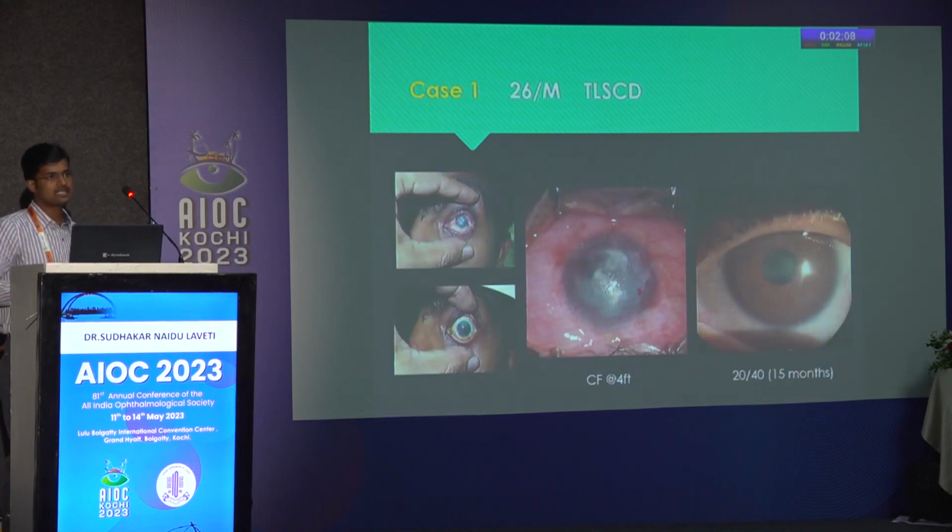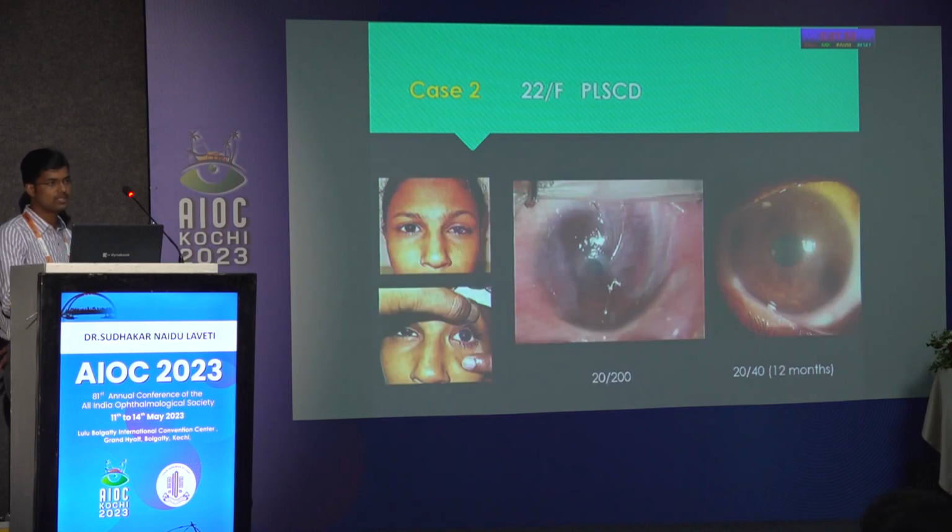A total of 6 cases were included in the study. All had chemical injury with tuna powder. This is case one, a 26-year-old male with total limbal stem cell deficiency, and the vision improved to 20/40 after a 15-month follow-up period from the initial visual acuity of counting fingers at 4 feet.